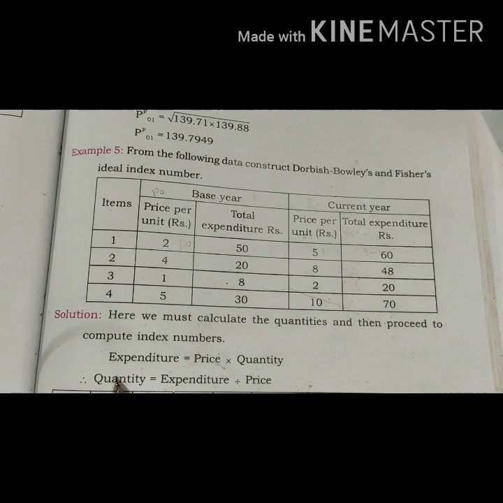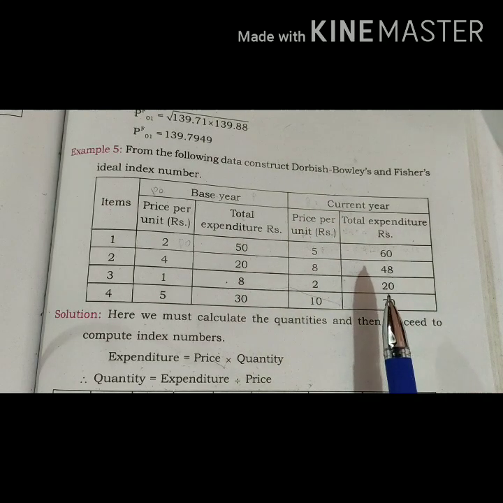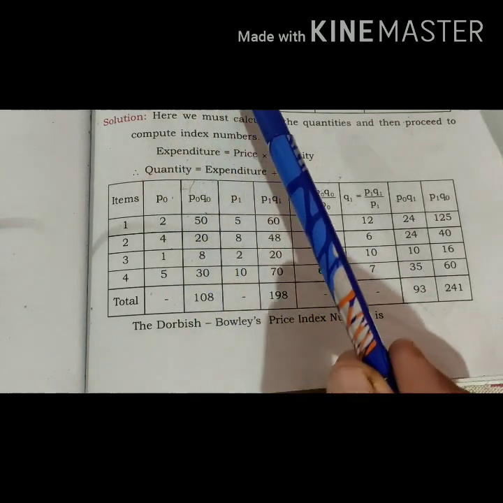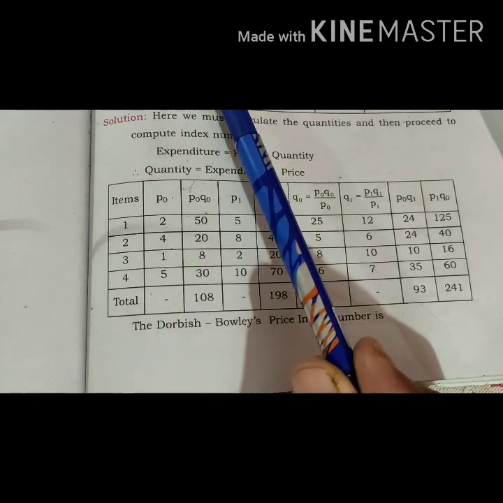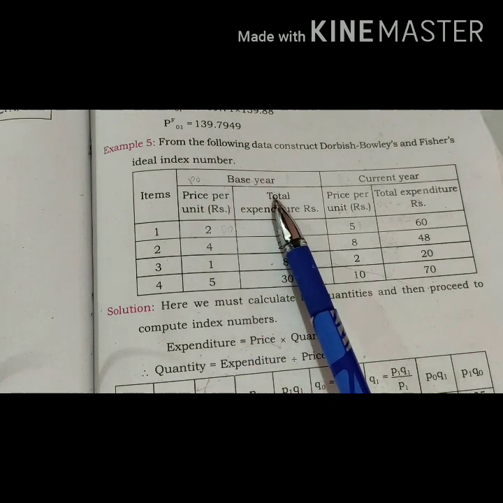So we need to first calculate the quantity. The quantity needs to be calculated by applying this formula for the base year as well as for the current year. So we need to calculate the quantities of the base year as well as the quantities of the current year. So moving on to the solution part. See here, the base year price is denoted as P naught, and this is the expenditure. We need to convert it into quantities now.